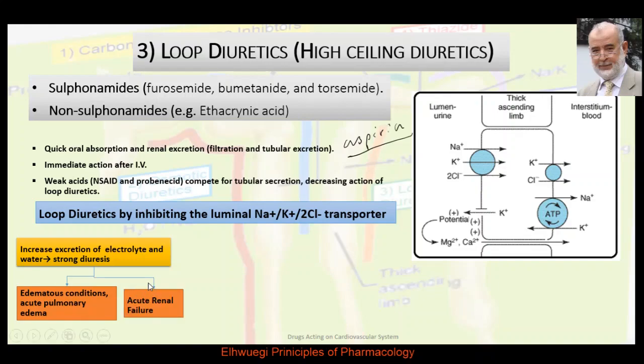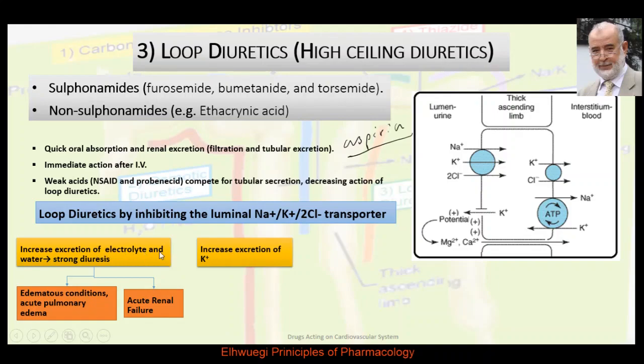The second use, they are used in acute renal failure, because they produce strong diuresis and therefore they are very effective in acute renal failure. In treatment of hypertension, they have little use. Why? Because they produce very high diuresis.